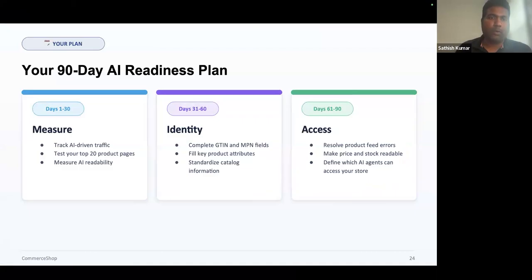And this is the 90-day AI readiness plan, how we do it. First, we need to identify what your AI traffic is now, take your top 20 product pages and test your site's AI readability and everything. In the next 30 days, try to add those attributes, GTIN filters, all these things, share them with these AI agents, or try to get approval for UCP, ACP and share these feeds to these tools. Once you share that, see how these tools are getting that information. If there are errors, try to fix them, and share information like price and stock availability to these tools. Then start measuring what kind of visibility you're getting, whether you're getting recommended or not, and you should start seeing some improvement in your AI traffic.